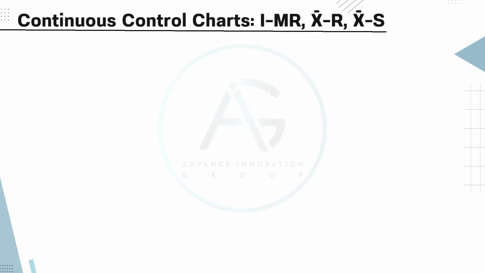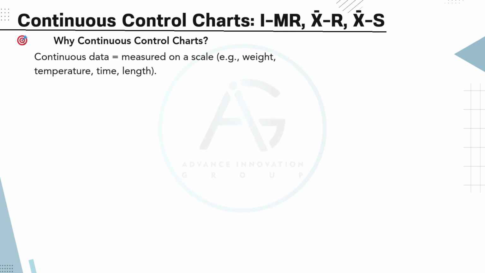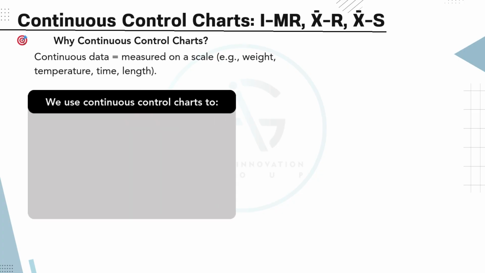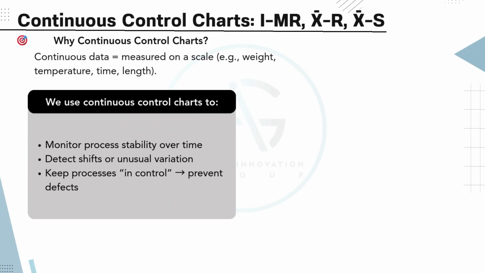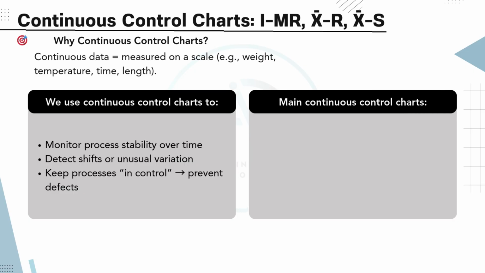Continuous control charts: IMR, X bar R, X bar S. 1. Why continuous control charts? Continuous data equals measured on a scale, for example weight, temperature, time, length. We use continuous control charts to monitor process stability over time, detect shifts or unusual variation, keep processes in control, and prevent defects.